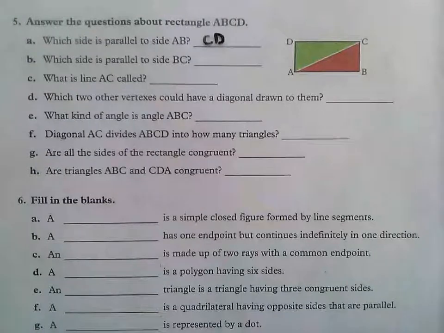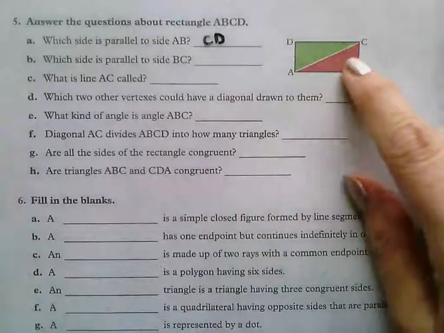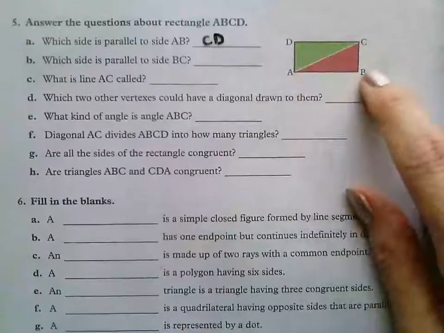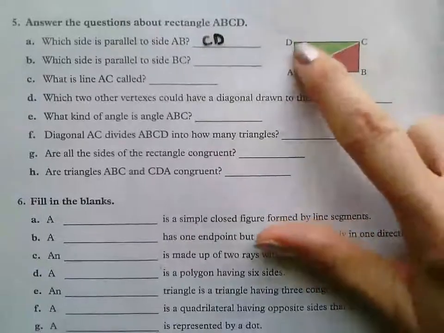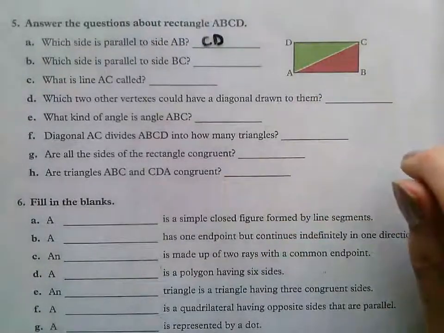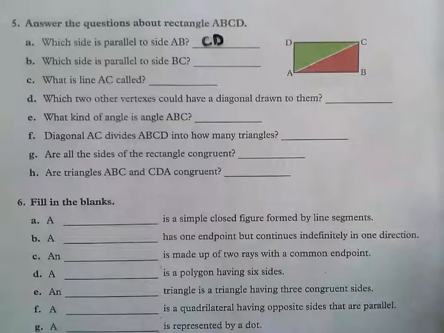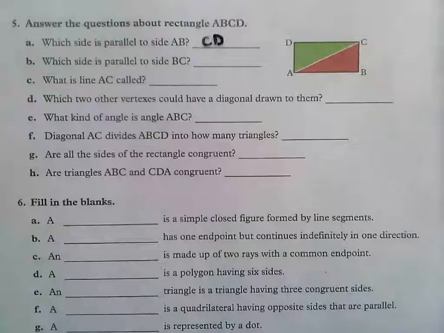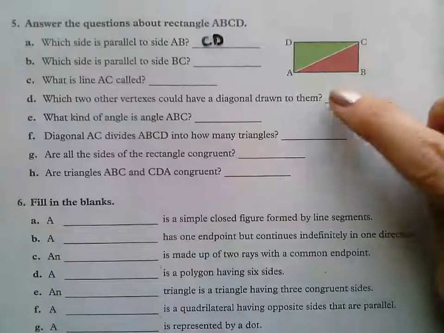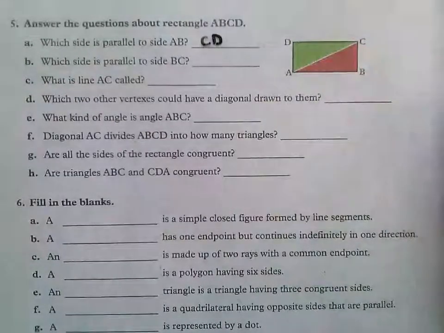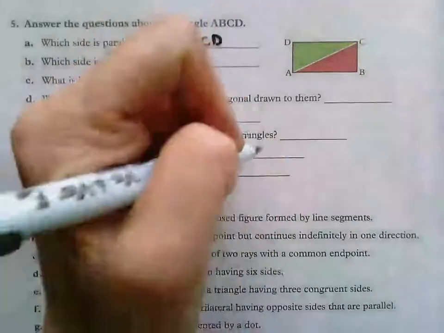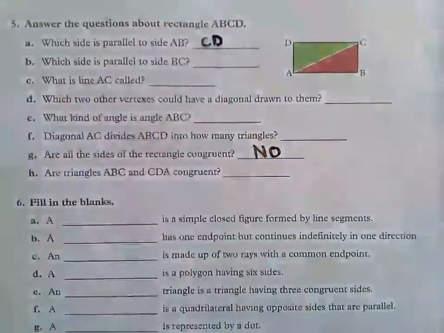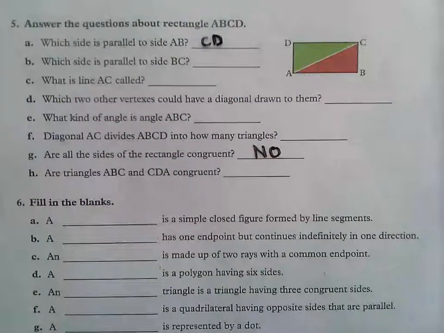You should be able to do B, C, D, E. Let's look at F. Make sure we understand this one. Diagonal AC divides this rectangle ABCD into how many triangles? Okay, that's easy. Are all the sides of the rectangle congruent? That's G. Congruent means same shape. Well, their sides are straight lines, so that's the same. Are they all the same size? Are these 4 sides all the same size? Of course not. I'm giving you the answer to that one. No, not all 4. All right. I'm going to leave you to figure out the rest of those on your own.